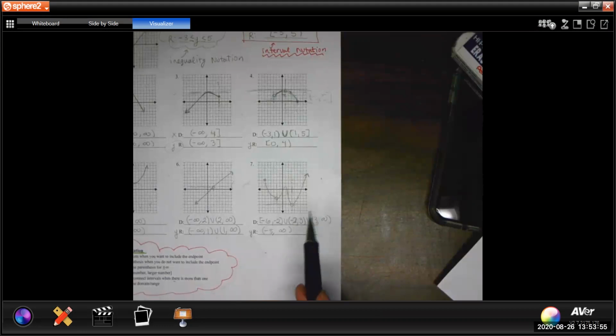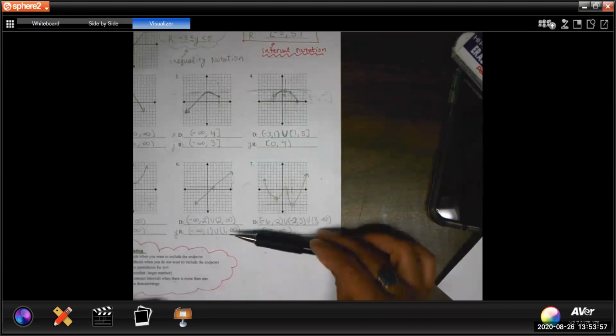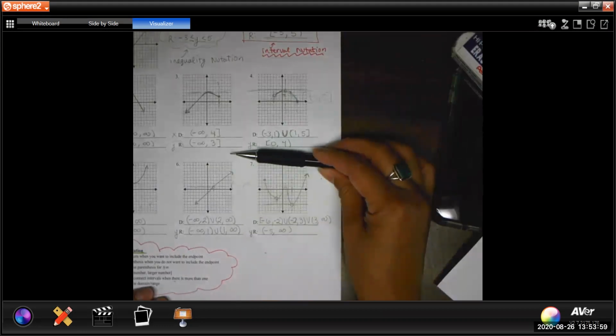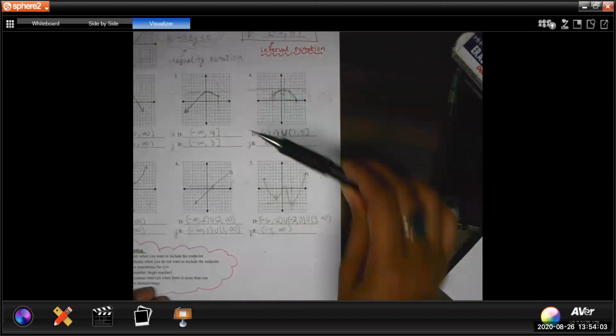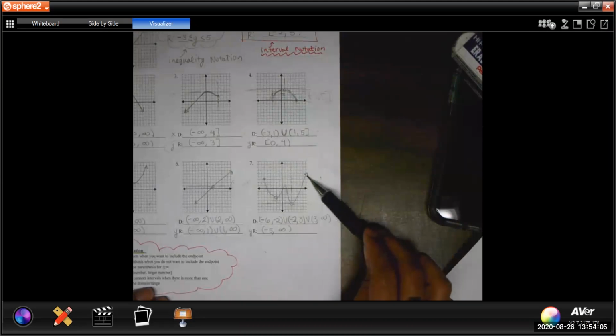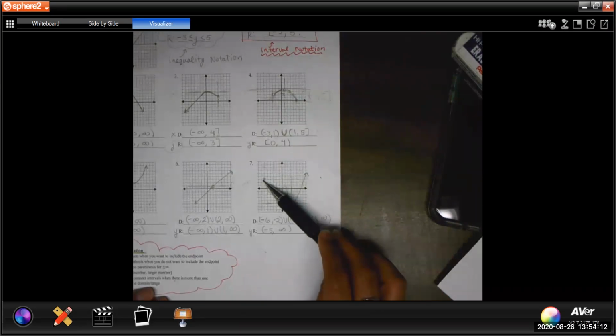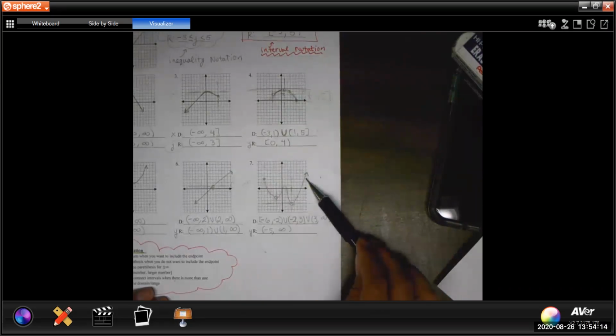Okay, now, Kaden, ignore any open circles. Does the graph go up forever from here? After that point, does it go up forever? Yes. Right here. It stops there, but on this side, does it go up forever? Yes. Now, even though it stops there, it doesn't matter because this side goes up forever.